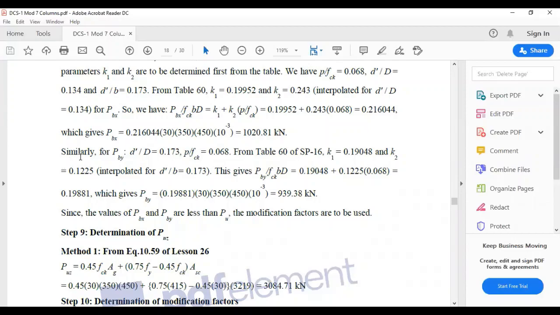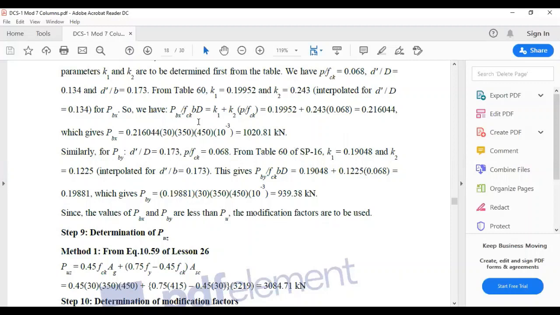Similarly, for PBY, D dash by D value is 0.173 and P upon FCK is 0.068. Again, from table 60 of SP16, the value of K1 is 0.19048 and K2 is 0.1225, which is interpolated for D dash by B as 0.173, and this gives PBY upon FCK BD.